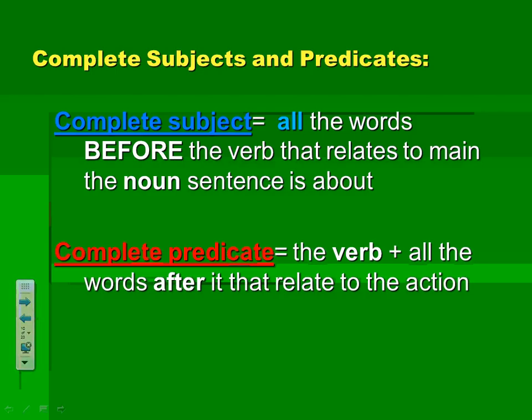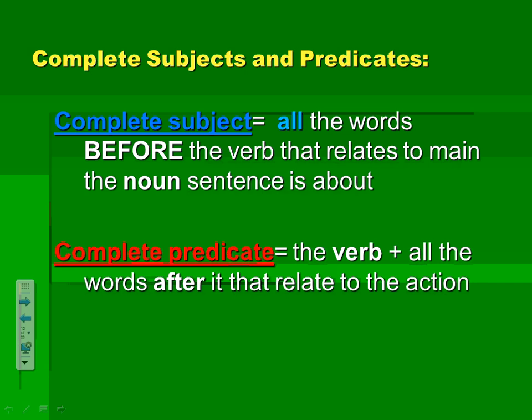Now, when we talk about subjects and predicates, we're going to talk about them in two different ways. We're going to talk about them as complete subjects and predicates, and we're also going to talk about them as simple subjects and predicates. So the next few slides are going to show us the difference between complete subjects and predicates and simple subjects and predicates. And I think you'll be relieved to see they're pretty easy to remember. So let's start with complete subject.